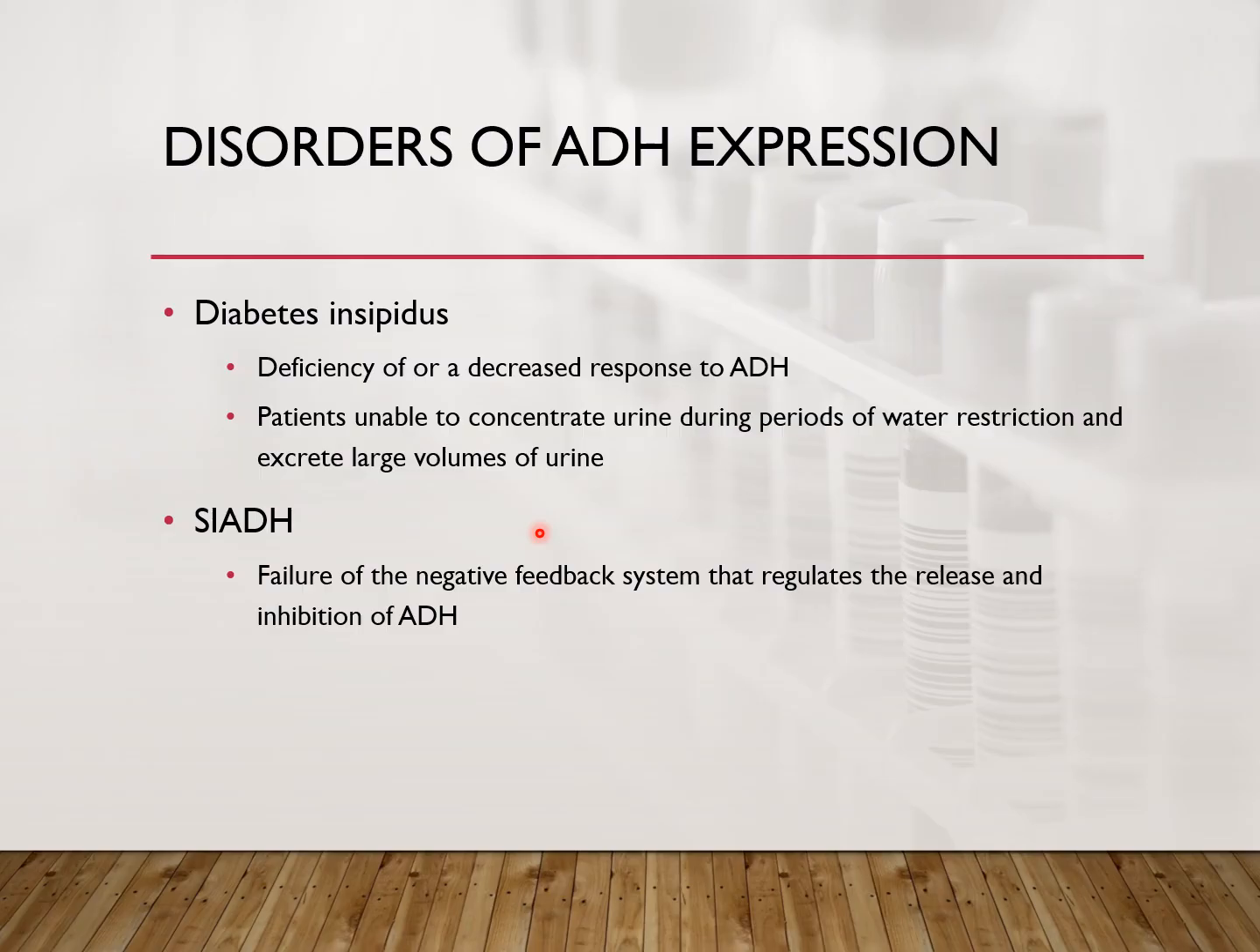So people with DI, and this is why we call it DI, because remember in diabetes, these patients had a whole bunch of polyuria. Patients with DI also have a whole bunch of polyuria, a whole bunch of urinary output because of the absence of ADH. So patients with DI are unable to concentrate urine during periods of water restriction, and they excrete really large volumes of urine.